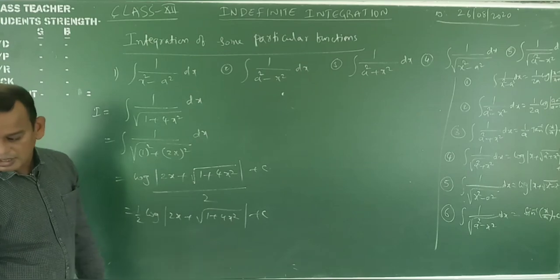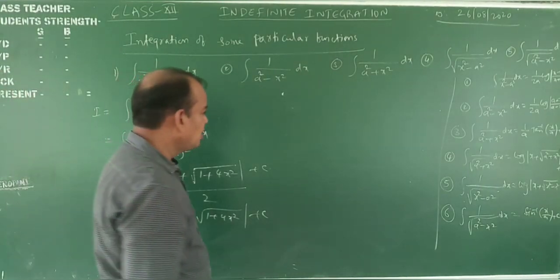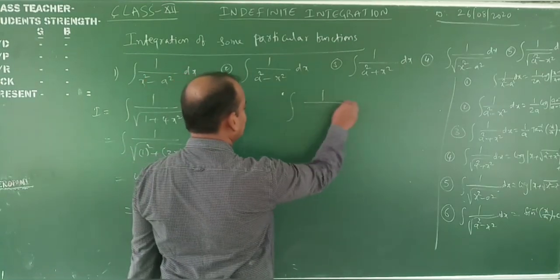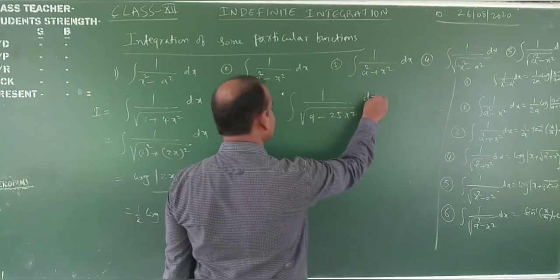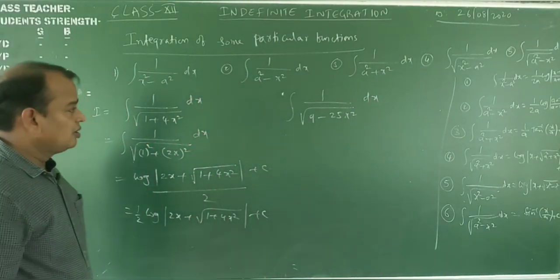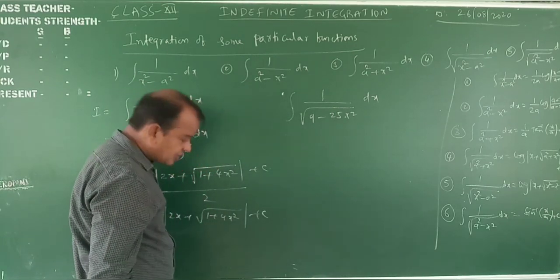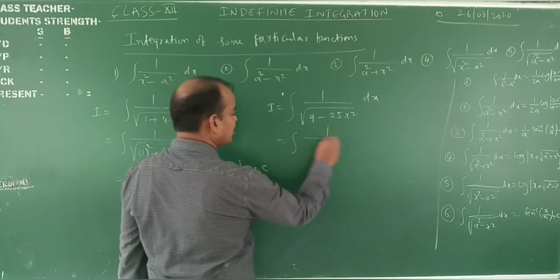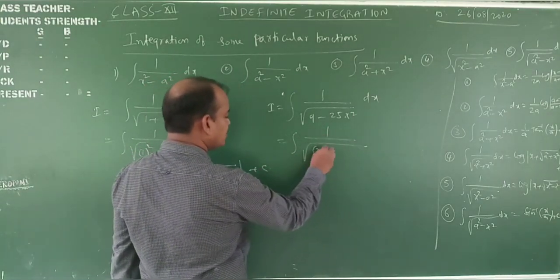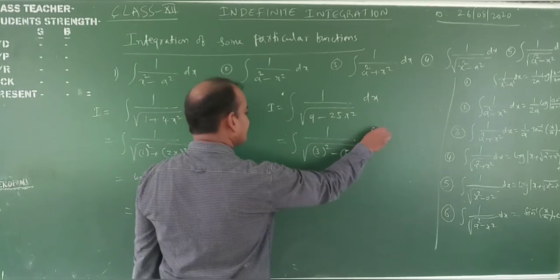Okay, in this way we will complete the problems. Next, integral of 1 by root over 9 minus 25x square dx. My dear students, now how to write this one? Integral of 1 by root over 9 means 3 square, 25x square means 5x whole square dx.